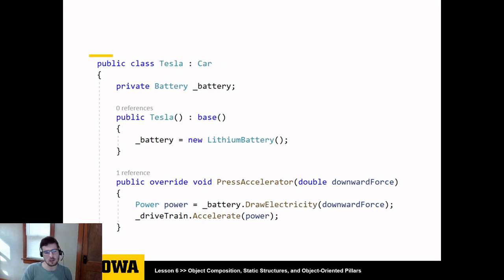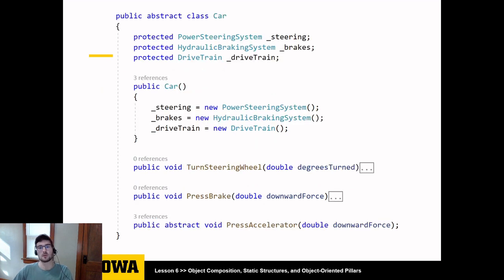Okay. And so if we look at the Tesla, a Tesla is a car. It abides by the abstraction of a car, but when we press the accelerator, we have some slightly different instructions. So we draw electricity from a battery to generate power, and then we use that power to accelerate a drivetrain. So the instructions are different, but we still have a public method called press accelerator, and the reason we have a method called that is because our abstraction here, public abstract void PressAccelerator, is defined in the parent class.